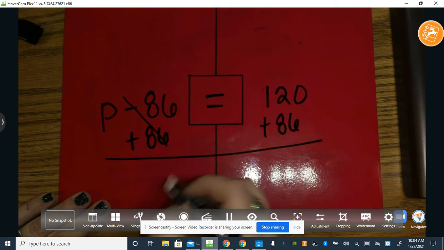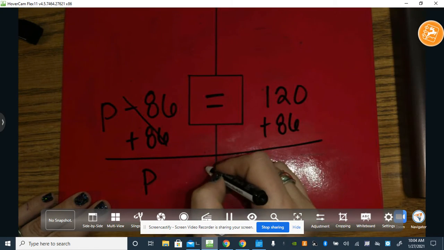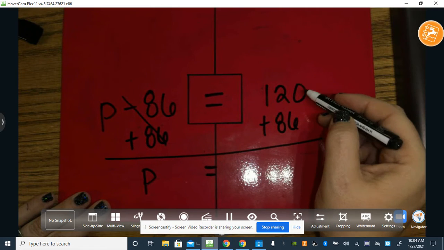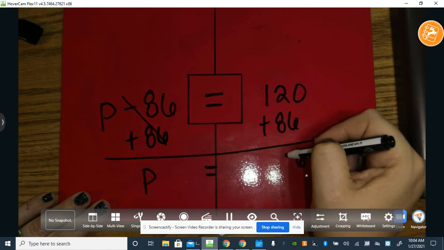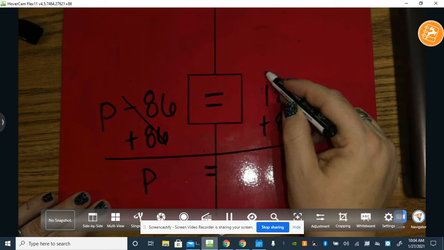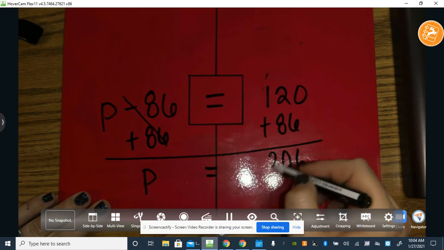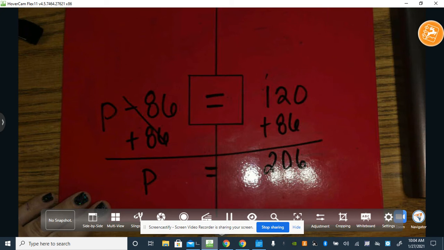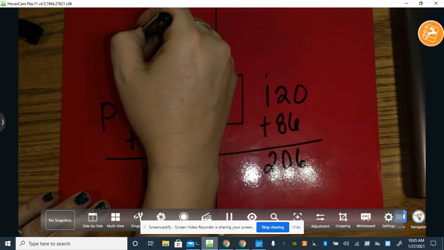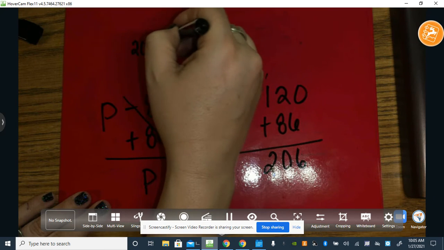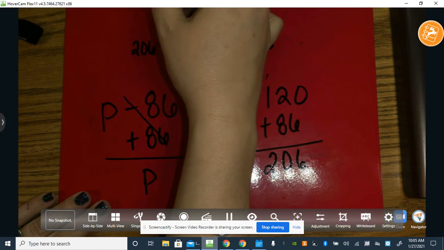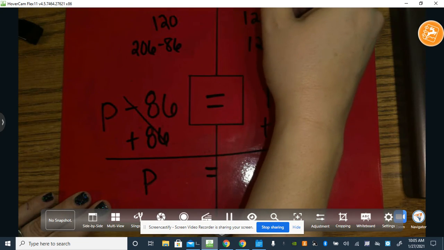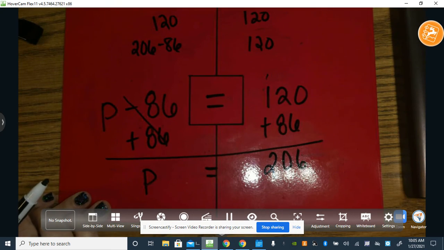Okay, this cancels out, leaving me with p is equal to, okay, 0 plus 6 is 6. 8 plus 2 is 10. Drop a 0, carry a 1. 1 plus 1 is 2. Gives me 206. Okay, then I can check the work. 206 minus 86. Does that give me 120? Yes, it does. 120 is equal to 120. Okay.